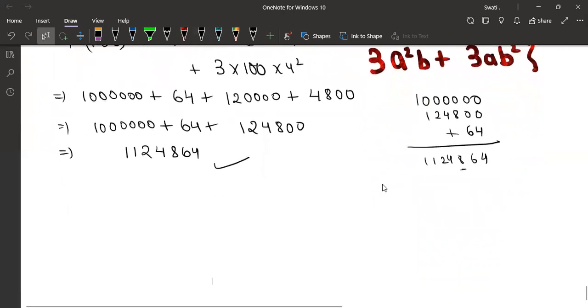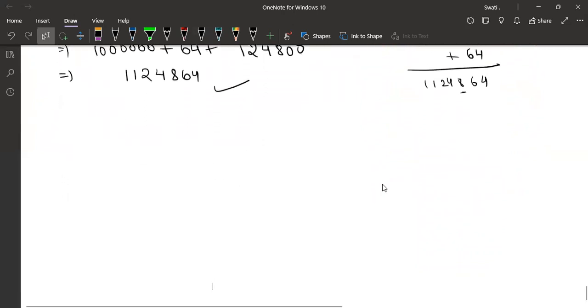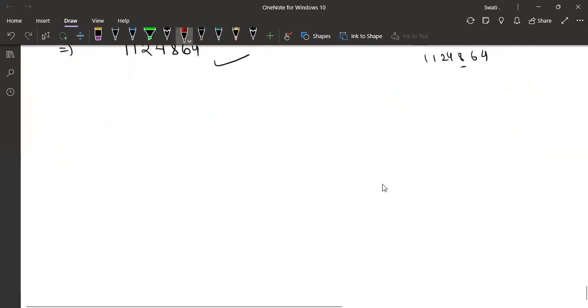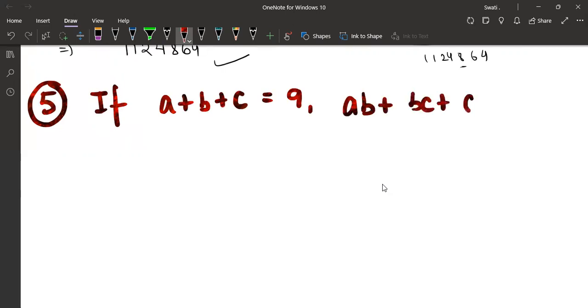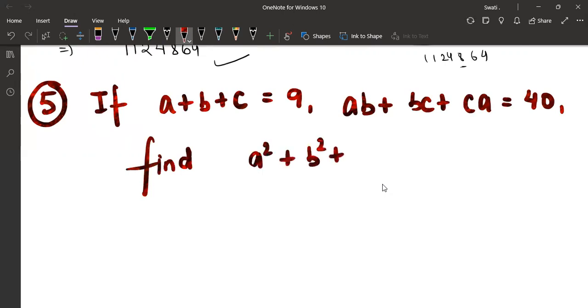So let's do our last question. Very simple question and a little bit different also. So let's do our fifth and the final question, which is a condition question. If a plus b plus c equals 9, and also we have given ab plus bc plus ca equals 40, then we have to find the value of a square plus b square plus c square. That is our question. Now let's start the solution.